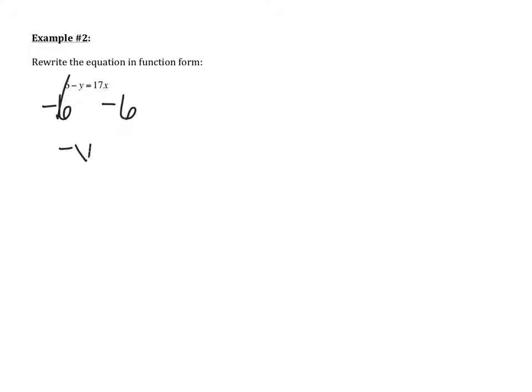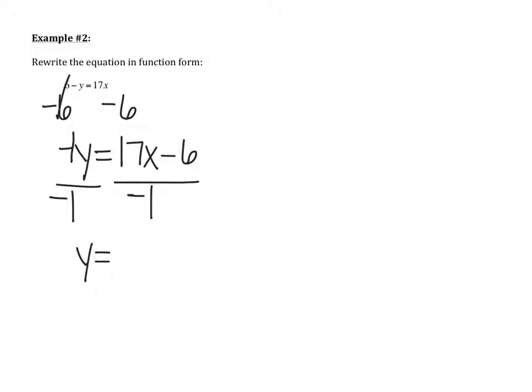It was the y that was negative, so I still have negative y equals, now remember, 17x minus 6, I can't subtract things that are not alike. So 17x minus 6 is just 17x minus 6. Our next step is to remember there's technically a negative 1 in front of that y. So to get y by itself, I need to divide by negative 1. But just like in the last example, I'm not just going to divide 17 by negative 1.